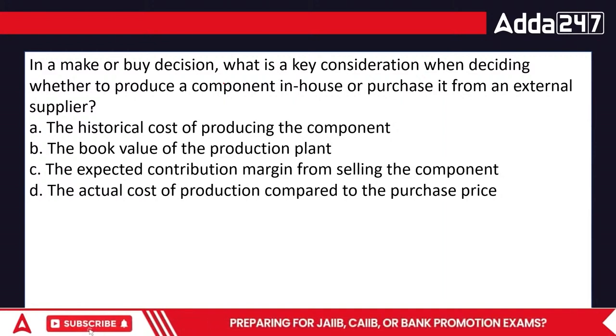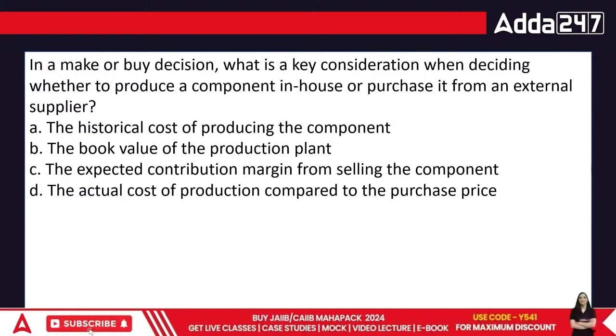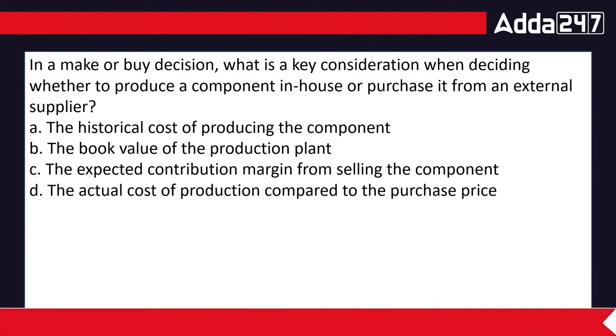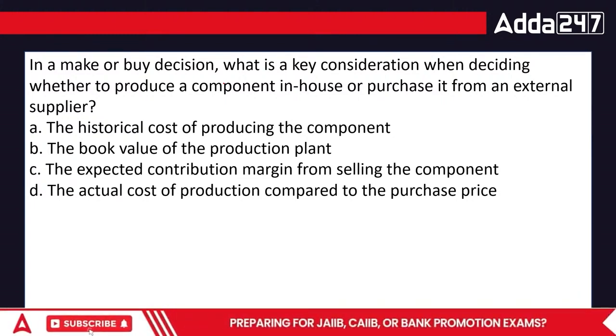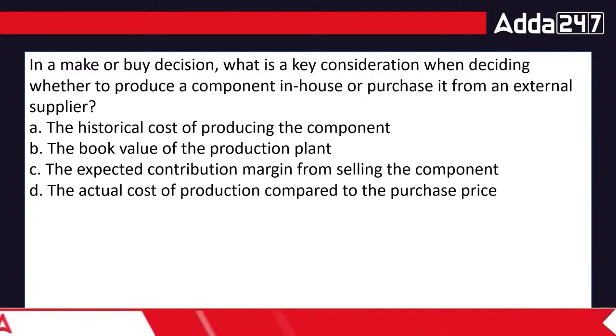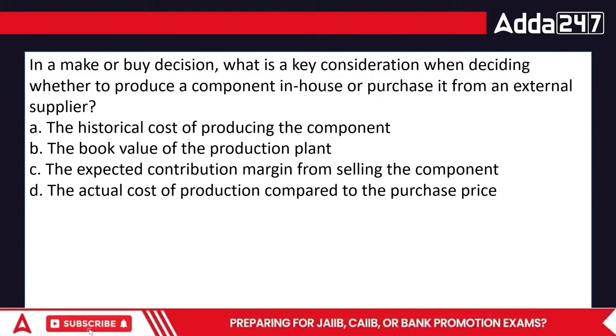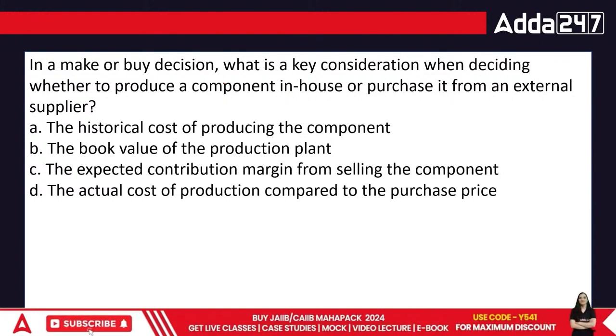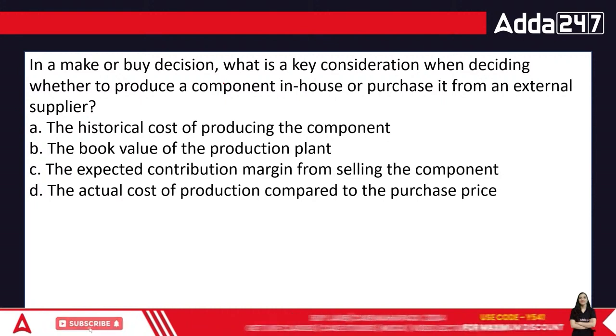Next point. In a make or buy decision, what is the key consideration when deciding whether to produce a component in-house or purchase it from an external supplier? Let me give you an example. This is one of my favorites. I think I've given this in your class earlier as well. Coke decided to make the bottles in its own plant because they found that bottle production in-house was easier than buying it from outside. This is what they actually did as well.